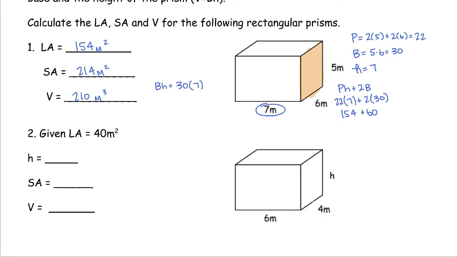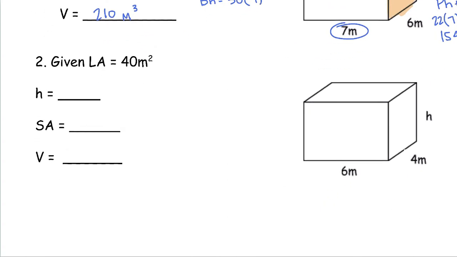Same thing here. We're given our lateral area is 40 meters squared. If I want to solve for the height, that tells me the base is my 6 by 4. I know that PH is equal to 40 for my lateral area. The perimeter of my base is 6 plus 4 plus 6 plus 4 all the way around, which gives me 20, times my height is equal to 40. So my height is equal to 2 meters.